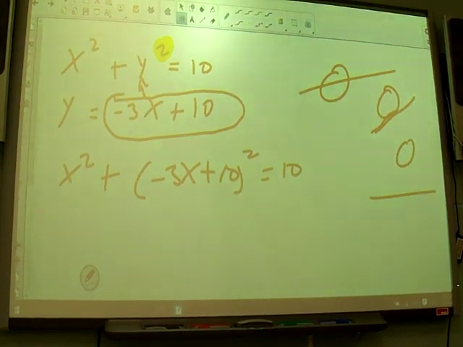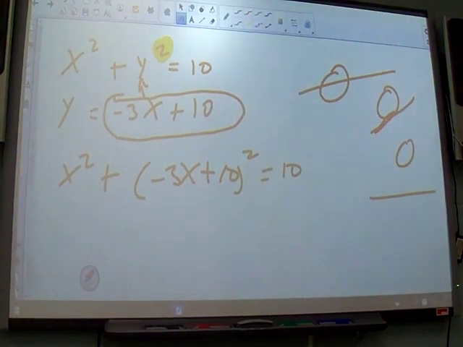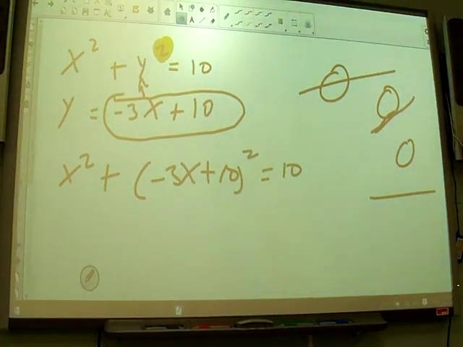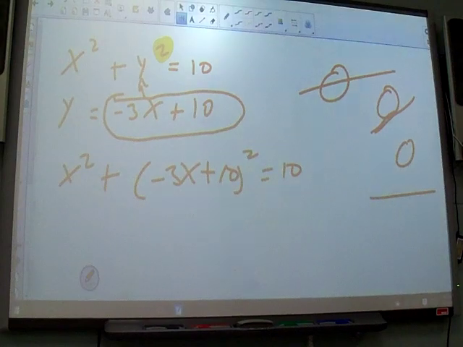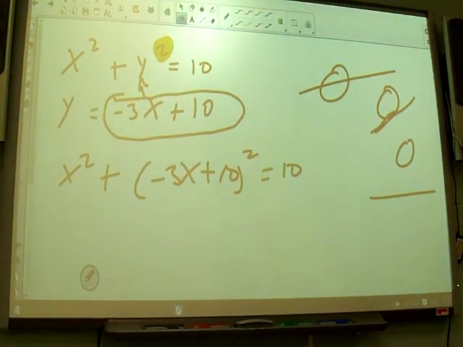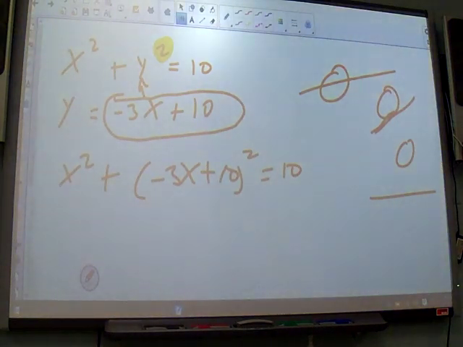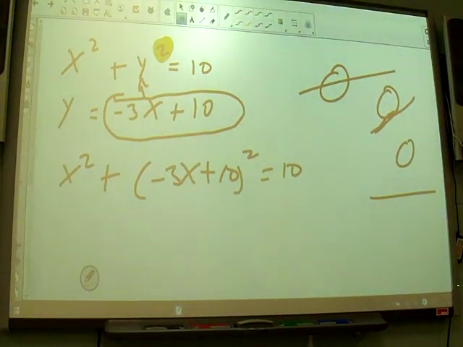Pretty much times it by itself. Right. So, negative 3x times negative 3x, 9x squared. Negative 3x times 10, negative 30x. 10 times negative 3x, negative 30x. 10 times 10, a hundo.